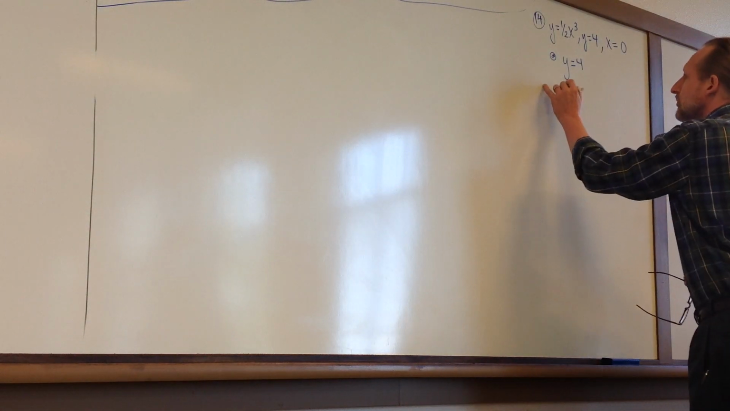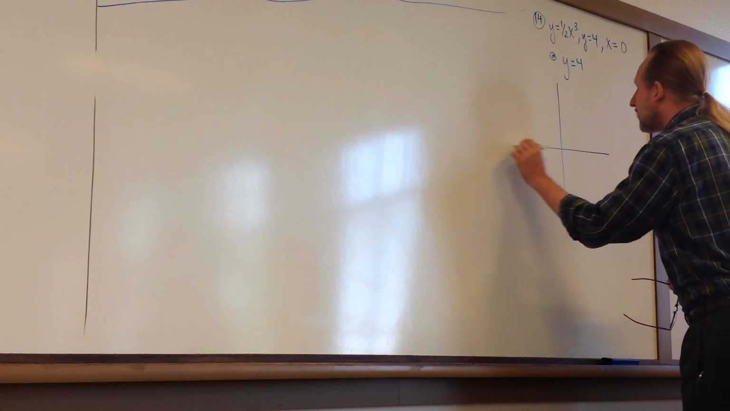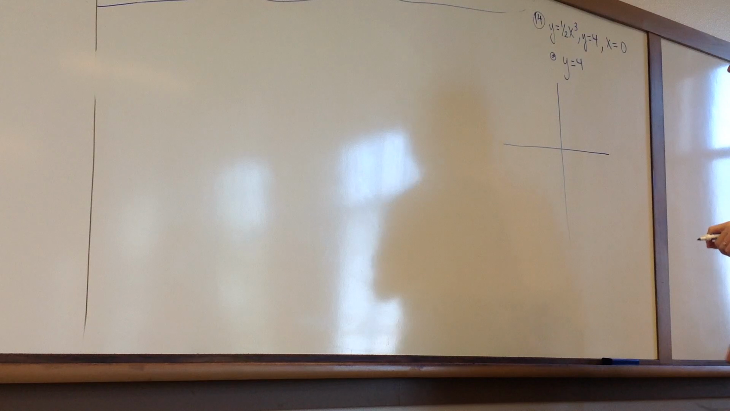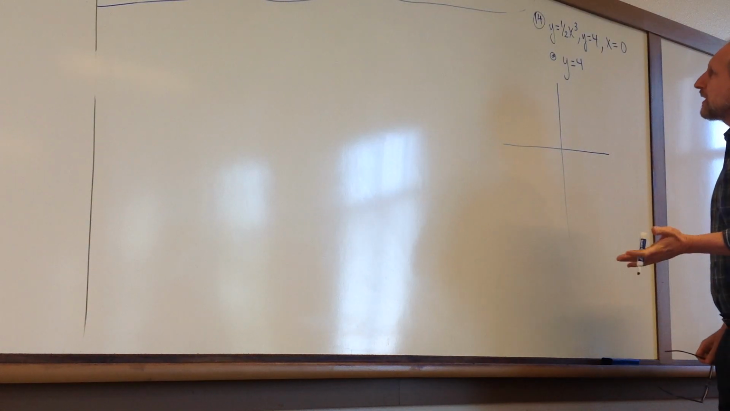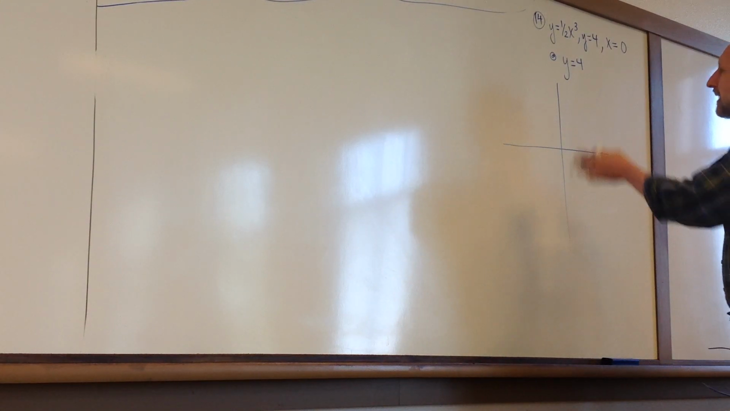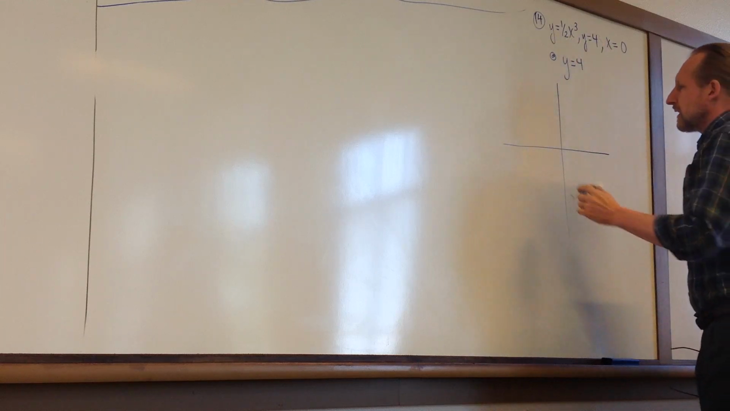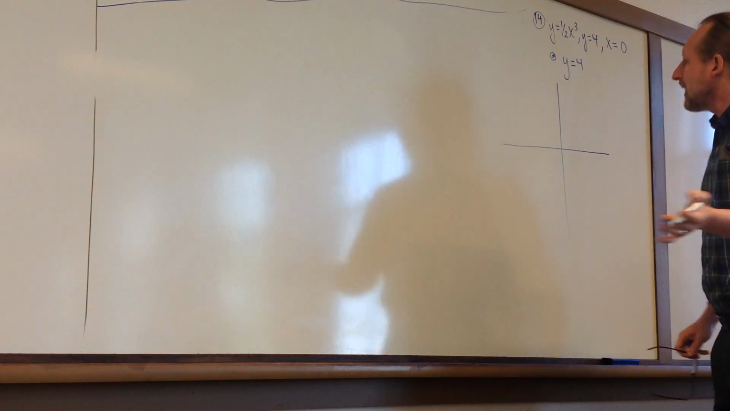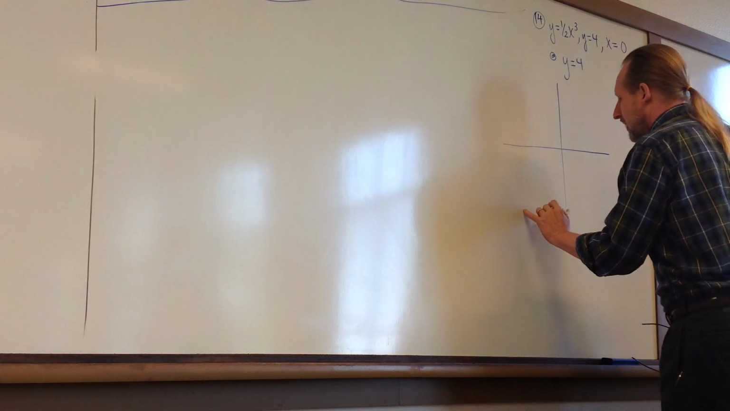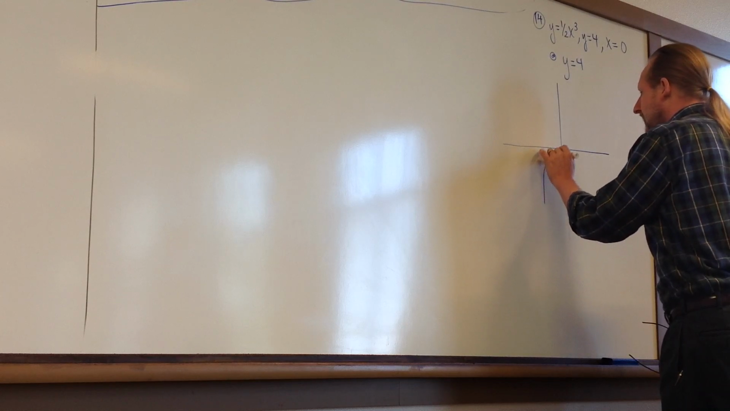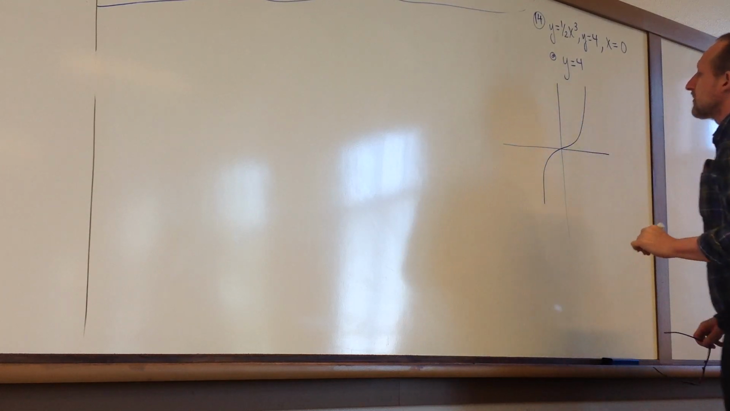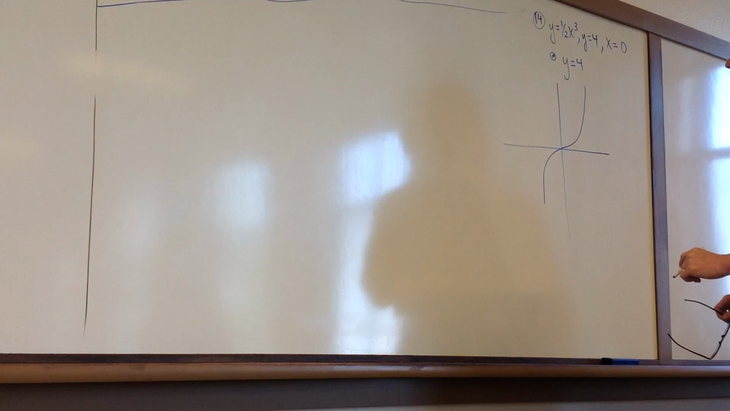Okay, so here's the graph. So the y equals a half x cubed is going to look just like y equals x cubed, except that all the y values are going to be cut in half. And again, use your graphing calculator to take a look at this, but it's going to look something kind of like that.